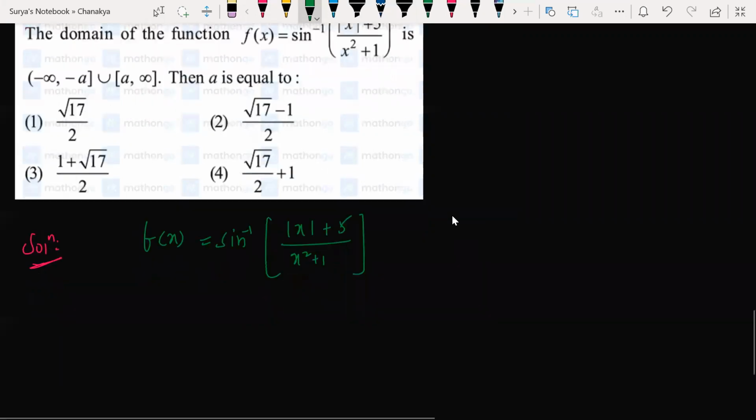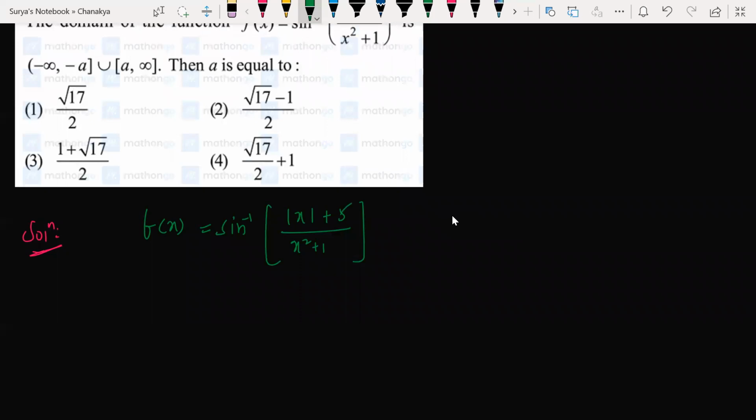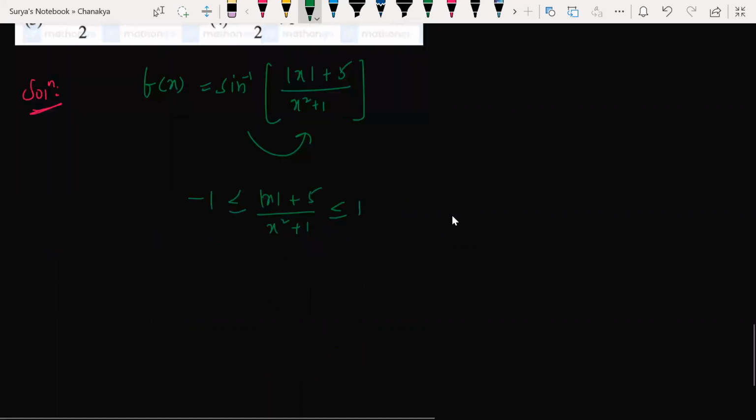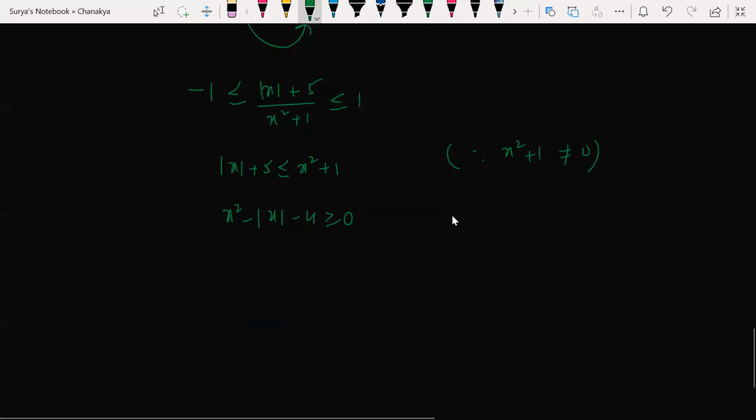Okay. So we know that whatever has been given inside a sine inverse always lies between -1 and 1, since the range of the function is -1 to 1. Correct? So simplify this now. What are you going to get? Modulus of x + 5 is less than or equal to x² + 1. So x² − |x| − 4 is greater than or equal to 0. Why? Because the denominator x² + 1 cannot be 0 here. So factorize this. What are you going to get now?